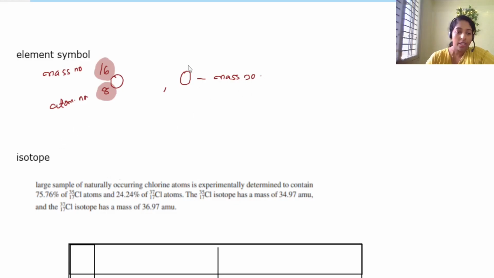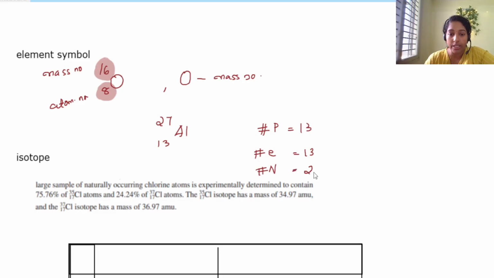Okay. Another example. If I say aluminum is 13, and I write 27 here, it means the number of protons is 13, the number of electrons is also 13, and the number of neutrons is what? 27 minus 13, which means 14. Okay, because mass number is the sum of protons and neutrons. So mass number minus atomic number will give the neutron number. Clear?